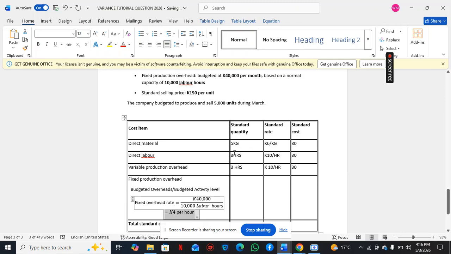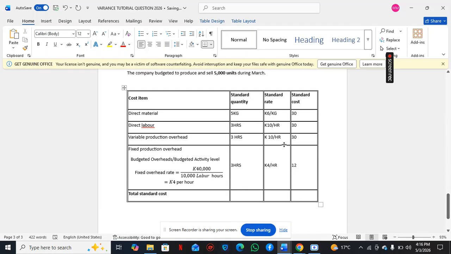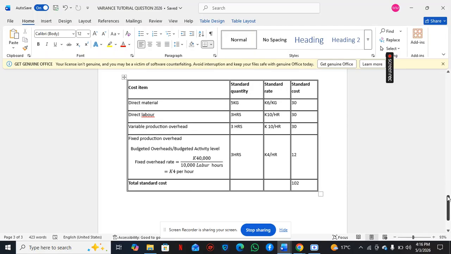So since we absorbed the fixed overheads with labor hours, the standard quantity will be 3 hours. Standard rate 4 kwacha per hour. Standard cost 3 times 4 kwacha, you get 12 kwacha. So standard cost 30 plus 30 plus 30, that is 90, plus 12, that is 102 kwacha. So basically, to produce each unit, it costs us 102 kwacha.